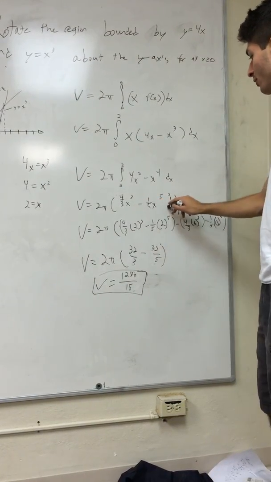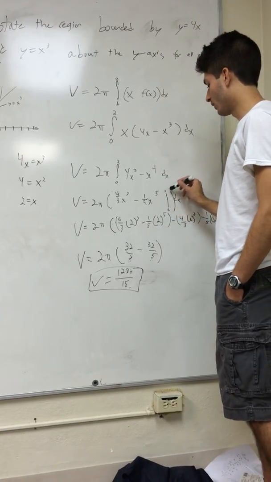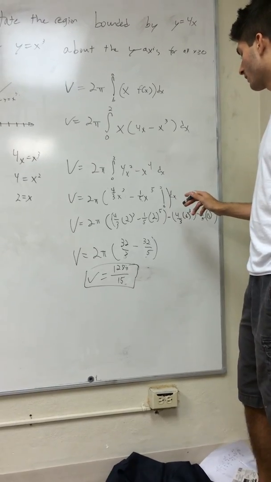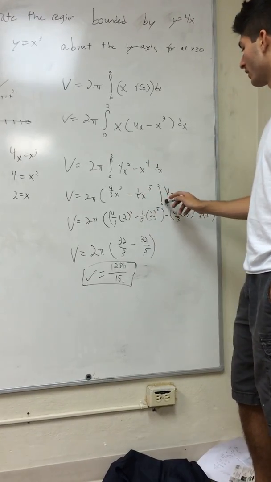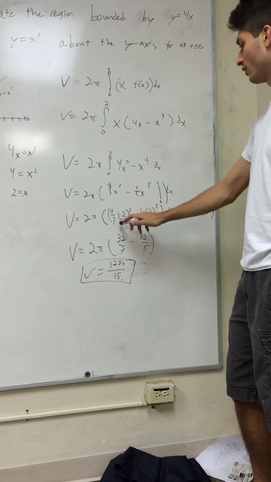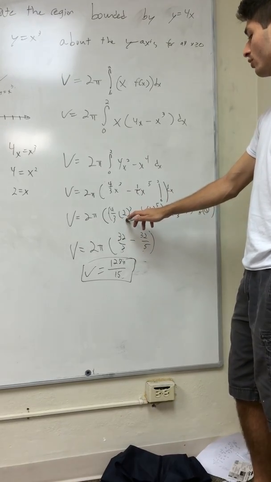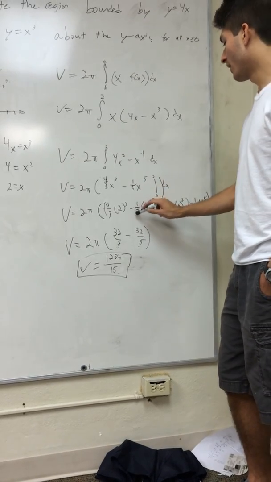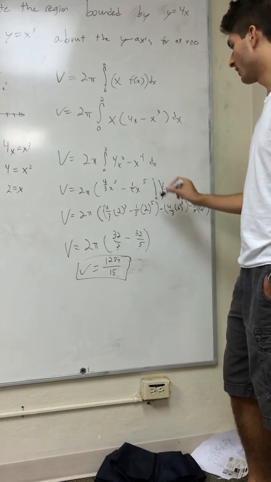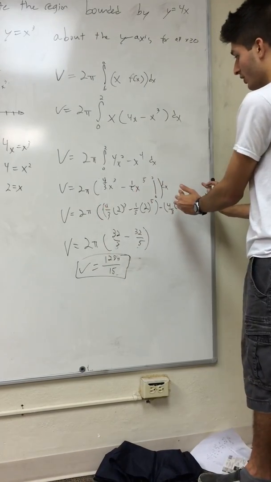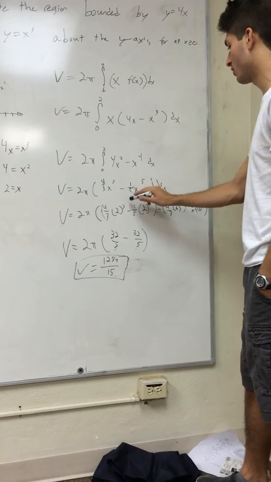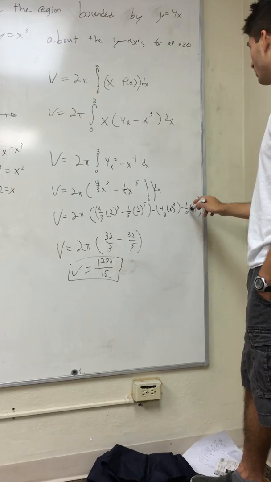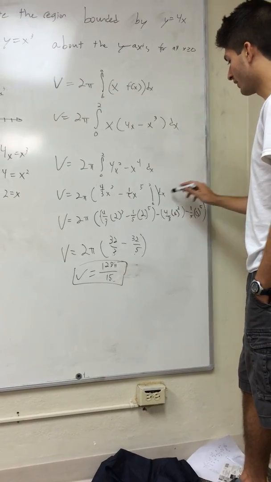To evaluate this, we replace our x values with our upper limit, and then we subtract the same expression with our lower limit, which is 0, placed in for x. So we do 4 over 3 times 2 to the 3rd, minus 1/5 times 2 to the 5th, because 2 is our upper limit. Then all of that minus the function again, except this time we replace x with 0 instead of 2, because 0 is our lower limit. So minus 4 over 3 times 0 to the 3rd minus 1/5 times 0 to the 5th. This all just equates to 0.